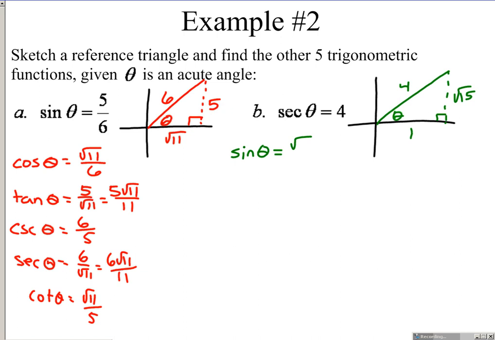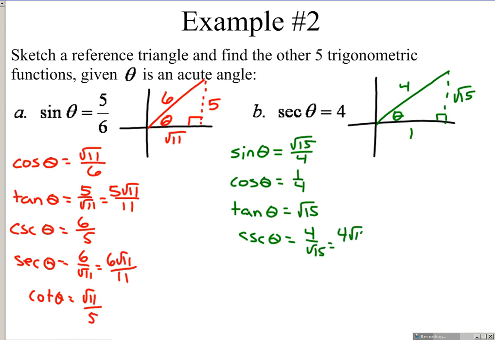Sine, opposite over hypotenuse. Cosine, adjacent over hypotenuse. Tangent, opposite over adjacent. Cosecant, reciprocal of sine, is going to be 4 over root 15, and rationalize. Secant, which I already know is 4. You can skip and go to cotangent, which is the reciprocal of tangent. 1 over root 15, and rationalize.